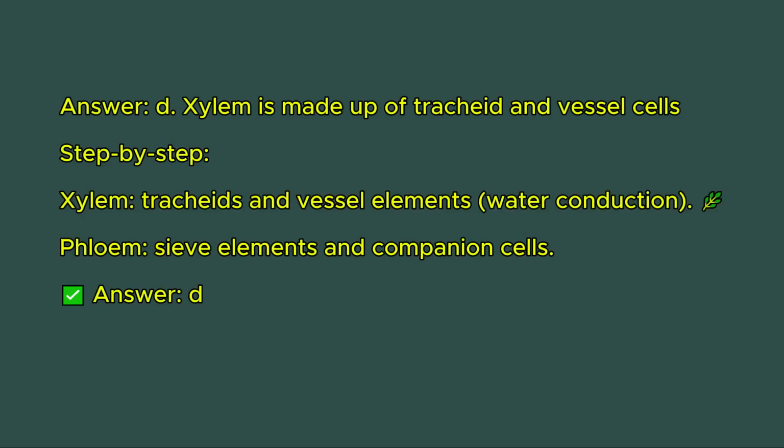Answer D. Xylem is made up of tracheid and vessel cells. Step by step. Xylem: tracheids and vessel elements, water conduction. Phloem: sieve elements and companion cells. Answer: D.